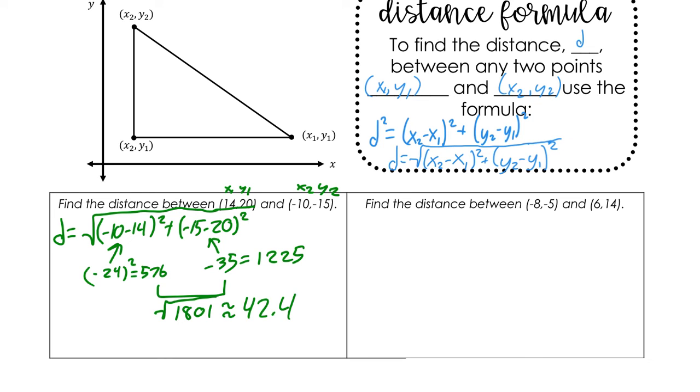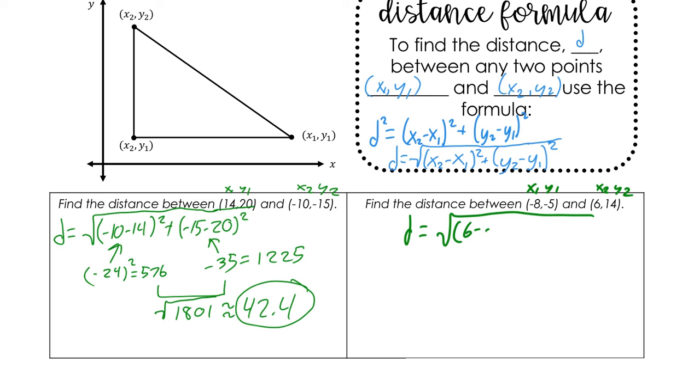Now let's find the distance between (-8, -5) and (6, 14). First of all, we are going to label our x1, y1, and x2, y2. Now let us subtract or find the difference between our x coordinates. 6 minus -8 is 14. Then we have the same thing on our y coordinates. So 14 minus -5 is 19.